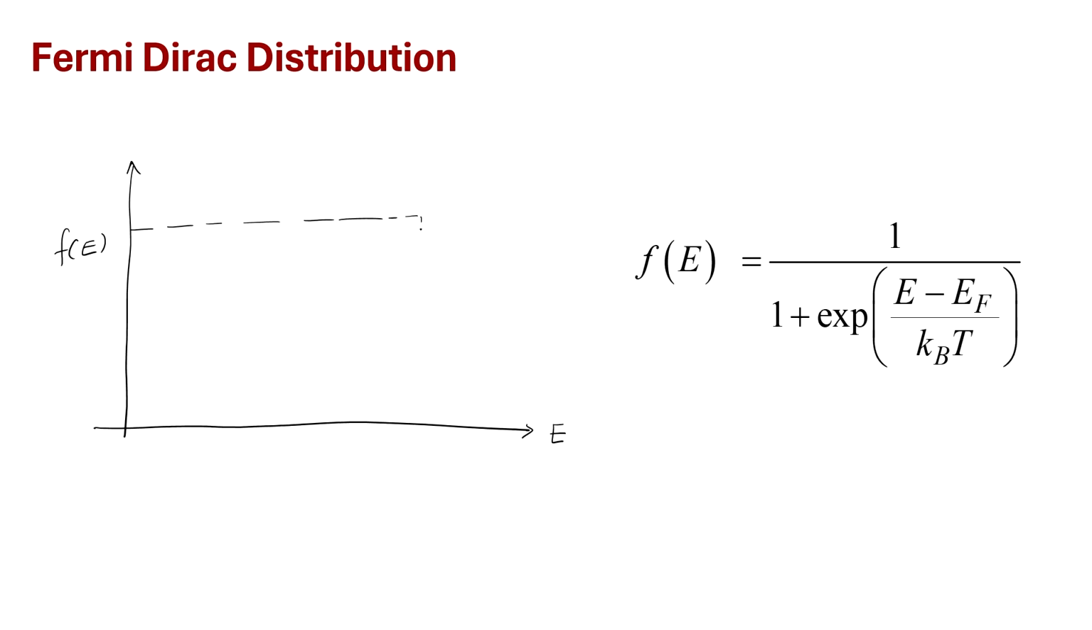This is what we should get at 0 Kelvin, because probability will vary from 0 to 1, and this is the energy Ef. Which means the probability of occupation of energy levels below Ef is equal to 1, at temperature T equal to 0 Kelvin, and it is 0 at energy levels above Ef. Now, what this equation tells you is that as you increase the temperature, the curve changes its position across, something like that.